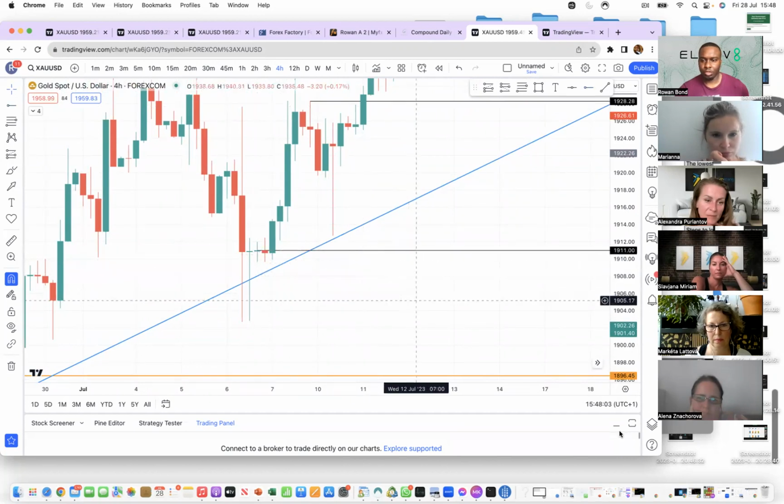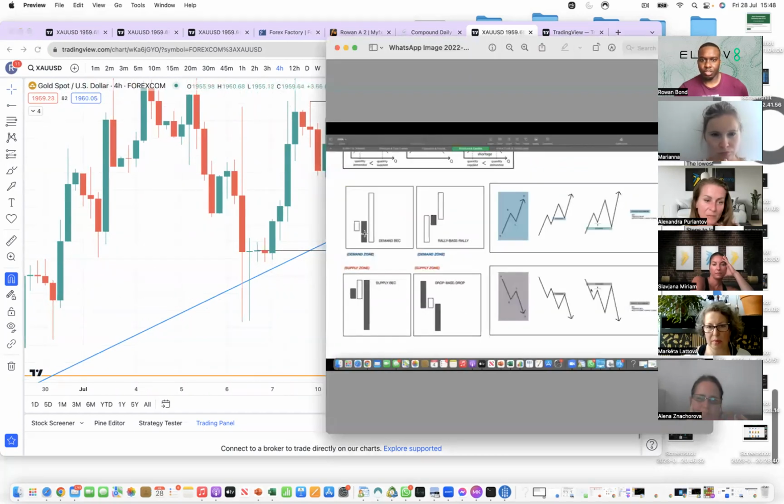This one. So even though it's not exactly like this, it's the same pattern.